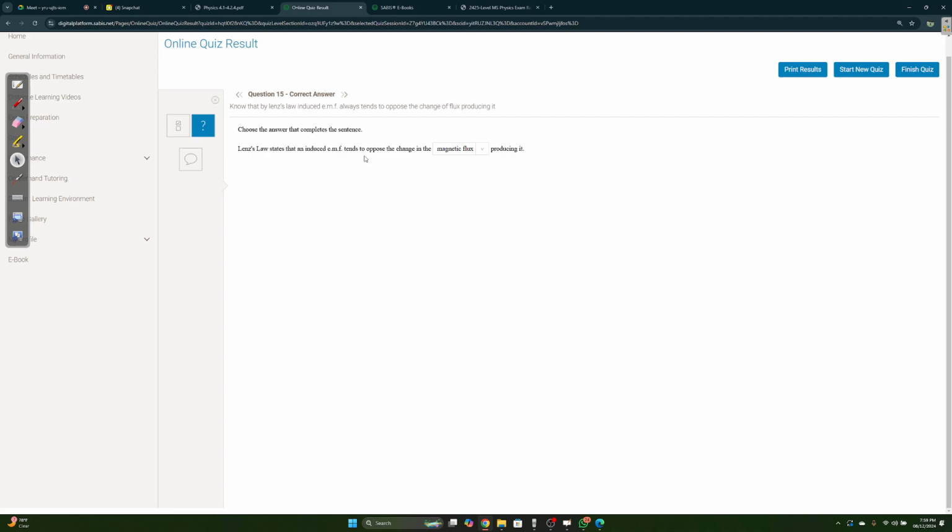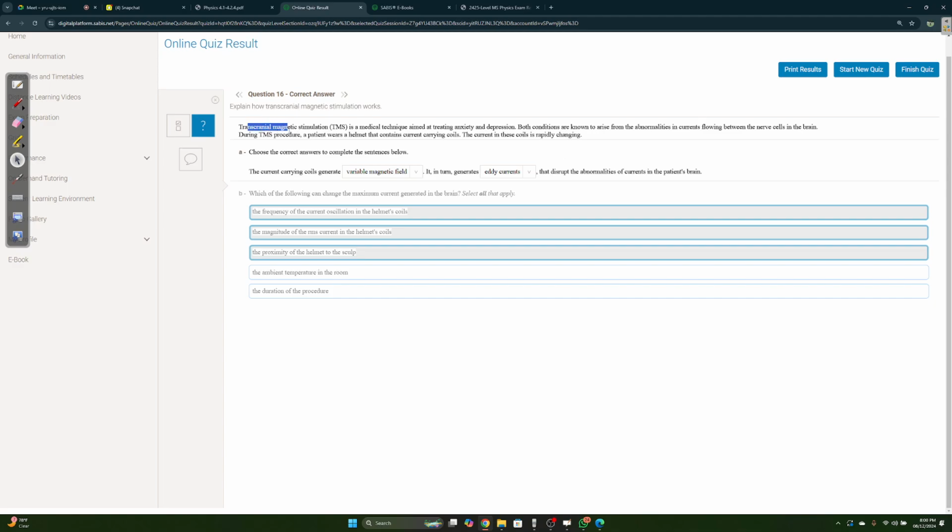Okay? Lenz's law states that the induced EMF tends to oppose the change in the what? Magnetic flux. Okay? Lenz's law opposes the change in magnetic flux because we said Lenz's law opposes the change that causes it. Okay, what causes the induced EMF? The change in magnetic flux. So Lenz's law says that the force produced opposes the change in magnetic flux because the change in magnetic flux is what causes that induced EMF. Okay.